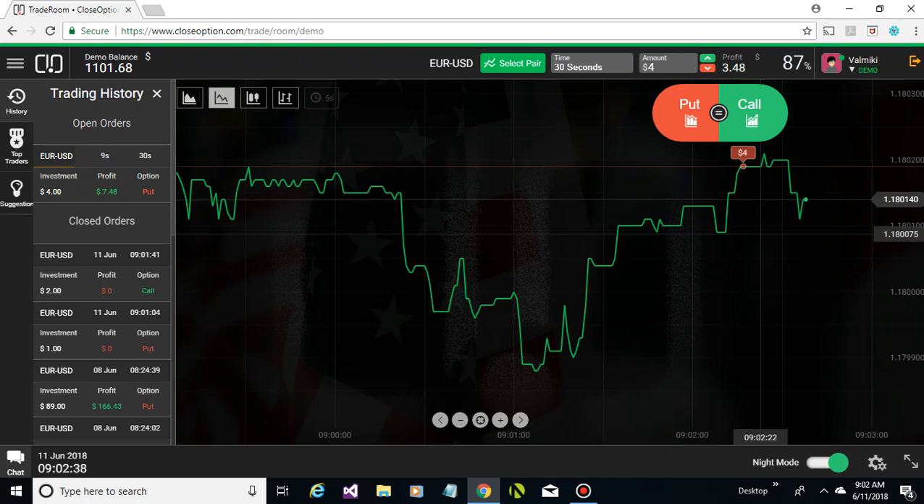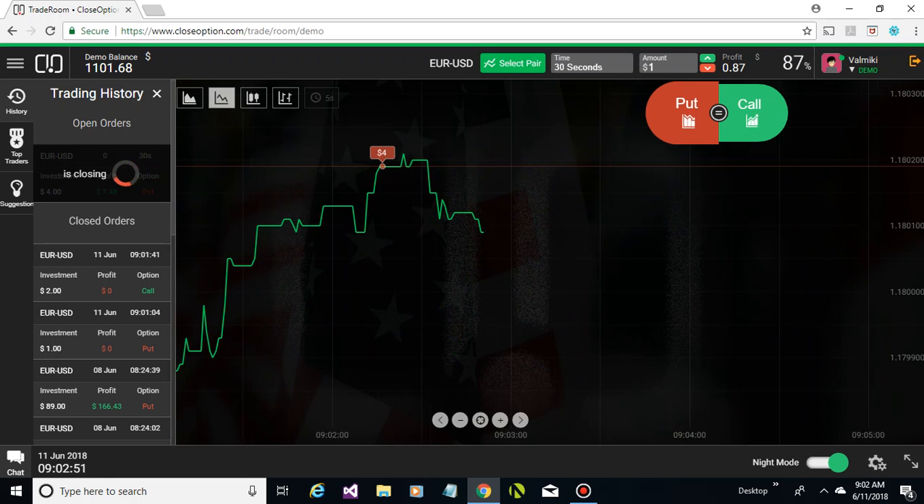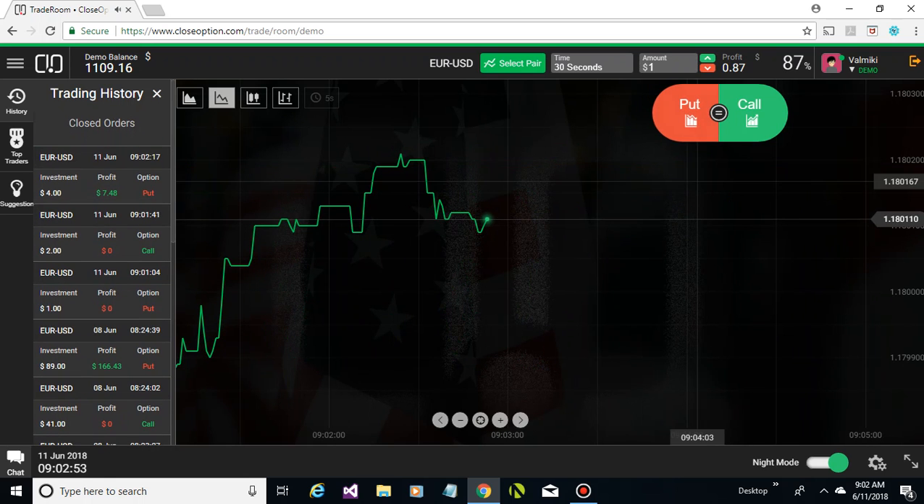It looks like we had a safe margin for a profit from the looks of it, but you can't be sure because the pairs are extremely volatile. It could just flip over. And so that is a profit.